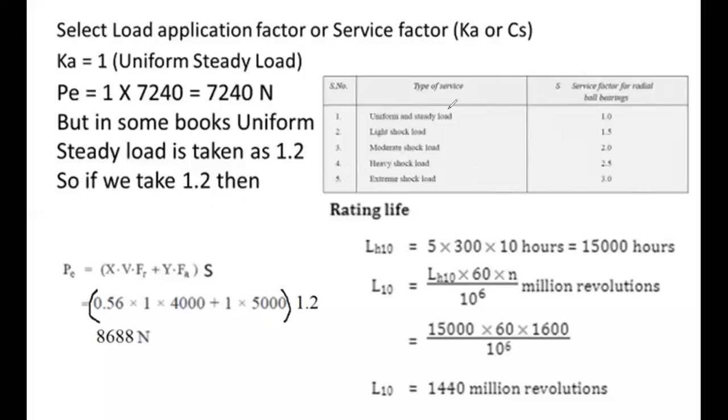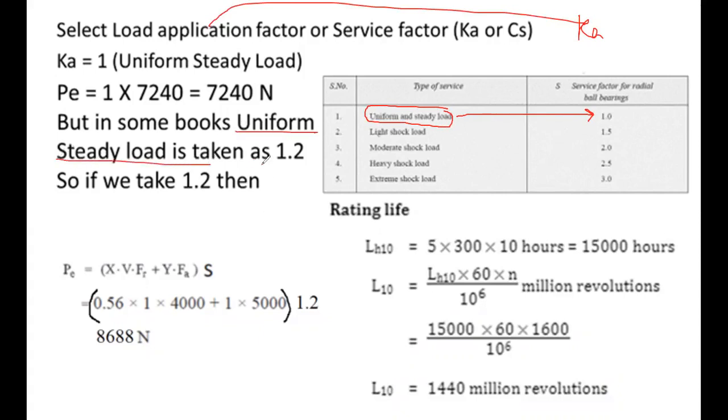Now, in numerical, it is said that uniform steady load. So from this type of service, uniform steady load, S, that is your service factor, or KA, that is your load application factor or load factor, turns out to be 1. But in some books, uniform steady load is also taken as 1.2. So if you take it as 1, your PE will be 7240 Newton, right?